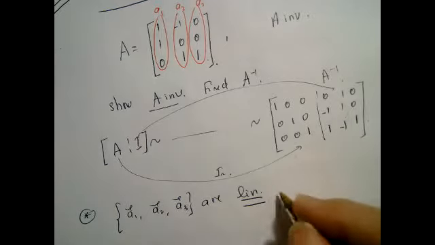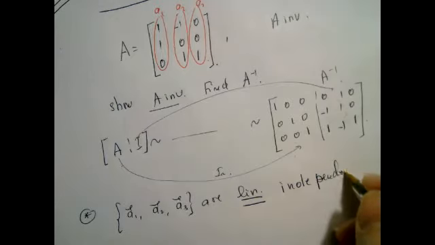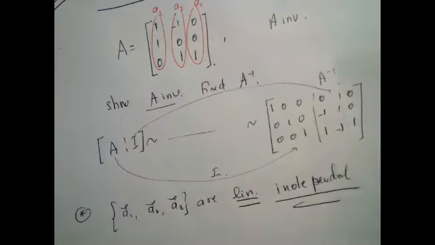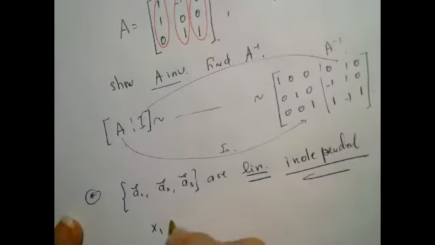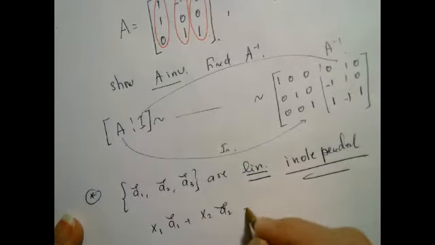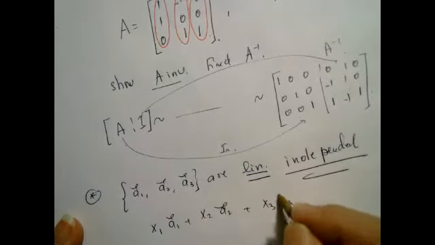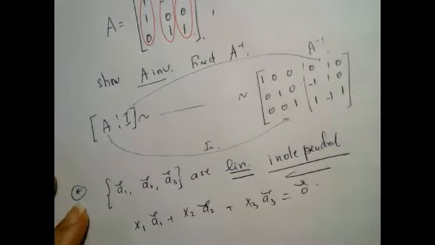Independent or dependent? Absolutely independent. Okay, the columns. And let us remember why. Because if I try to solve this equation, I try to solve it equal to 0. And the question is, do I have a non-zero solution?